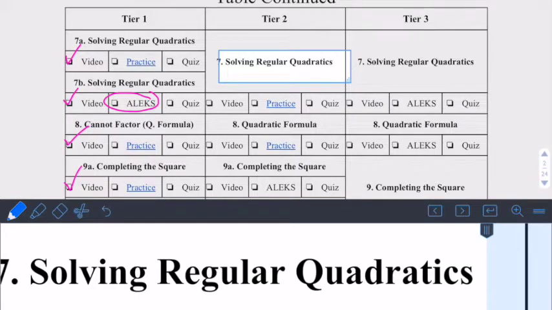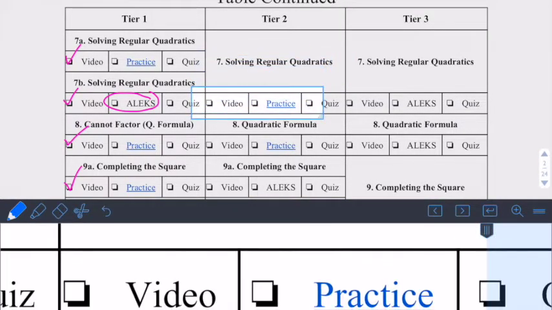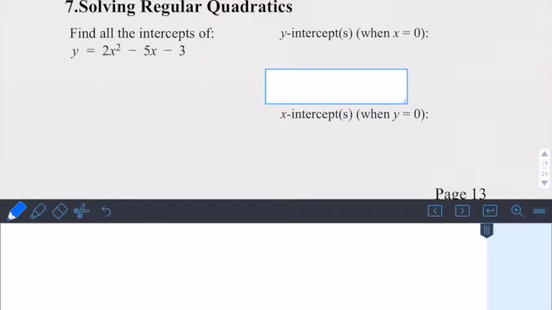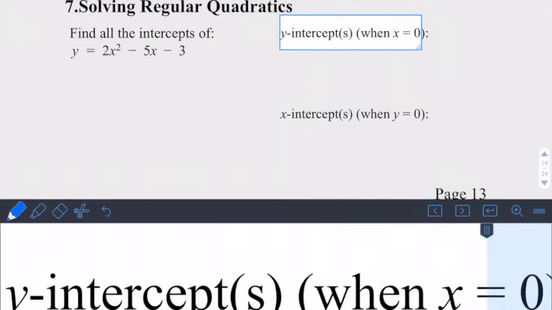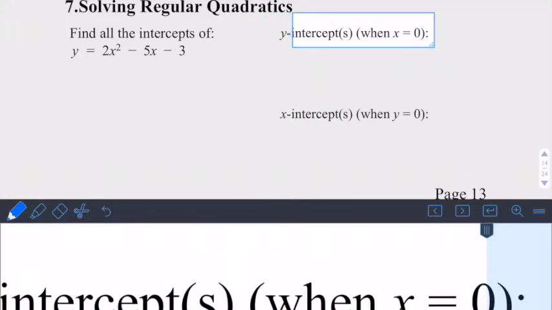This is lesson 7, solving regular quadratics. So it says find all the intercepts. So that means y-intercepts and x-intercepts. So for our y-intercepts, it's going to be pretty easy, where x equals 0.